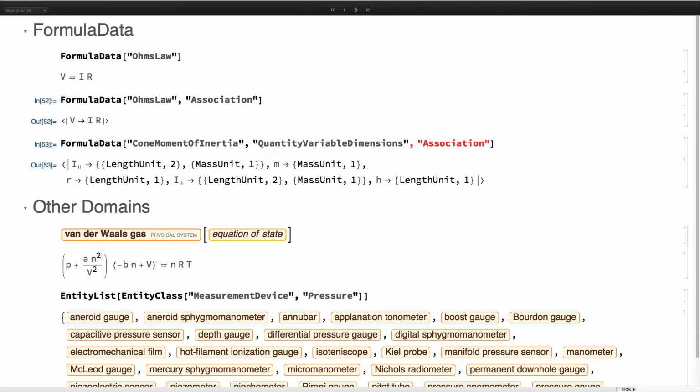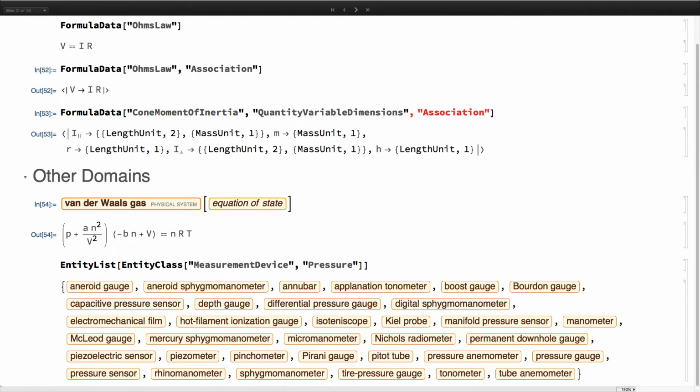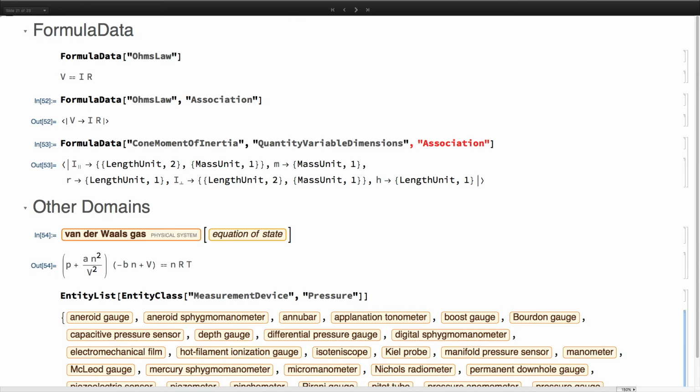There are other domains that are making use of quantity variables, such as the physical systems, which contains all sorts of systems like various quantum systems, we have the van der Waals gas equations, and so forth. Another example here is measurement devices. So this is a domain that describes or contains data on a wide range of measuring devices, their range of applicability, their relation to other measuring devices, and you can query them based on their physical quantities.